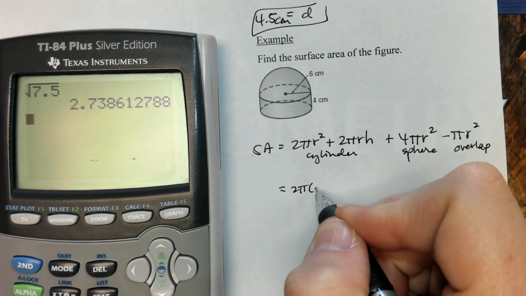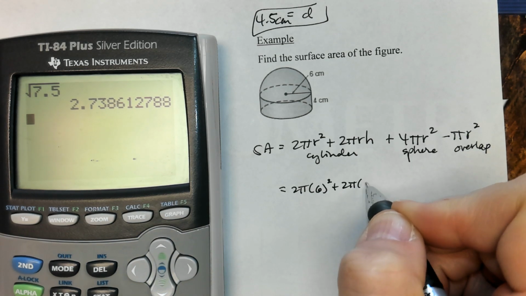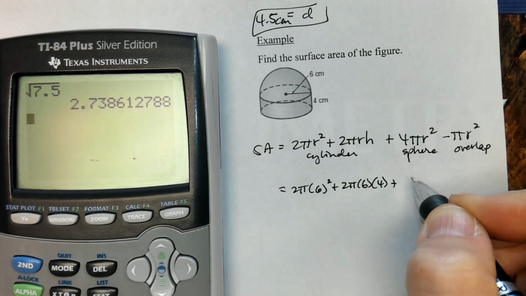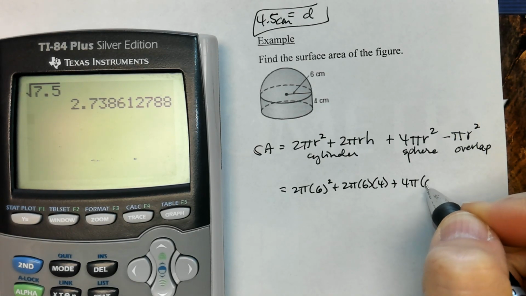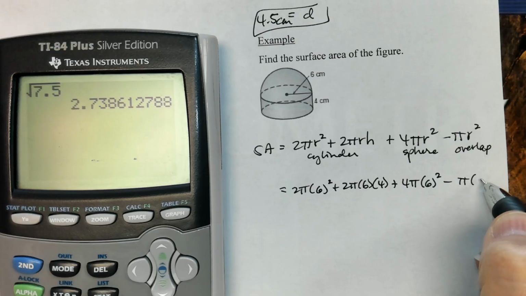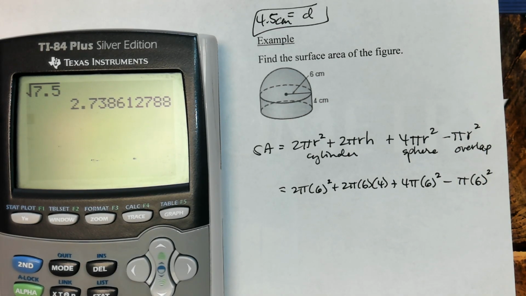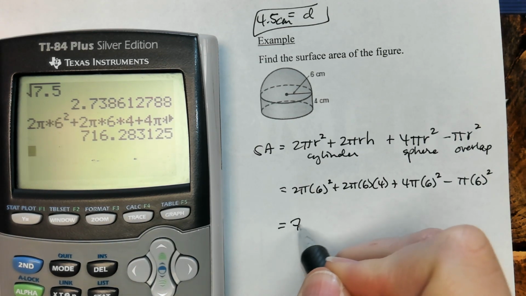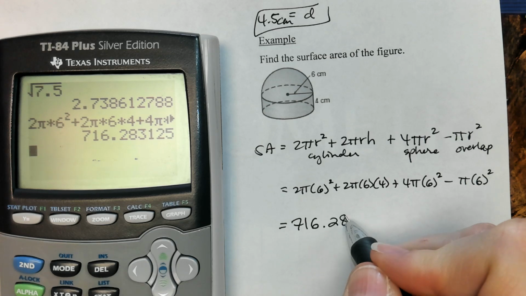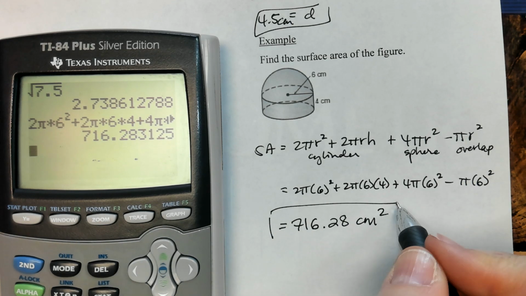So 2 pi, and then the r is 6, plus 2 pi, 6, 4, 4 pi, and then 6. And then we're going to minus this overlap, which is 6 squared. So 2 pi times 6 squared, plus 2 pi times 6 times 4, plus 4 pi 6 squared, and we're going to minus 1 circle. 716.28 centimeters squared for surface area.